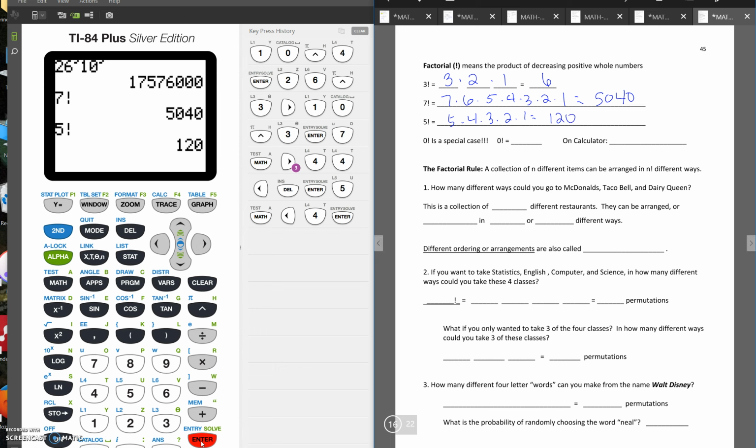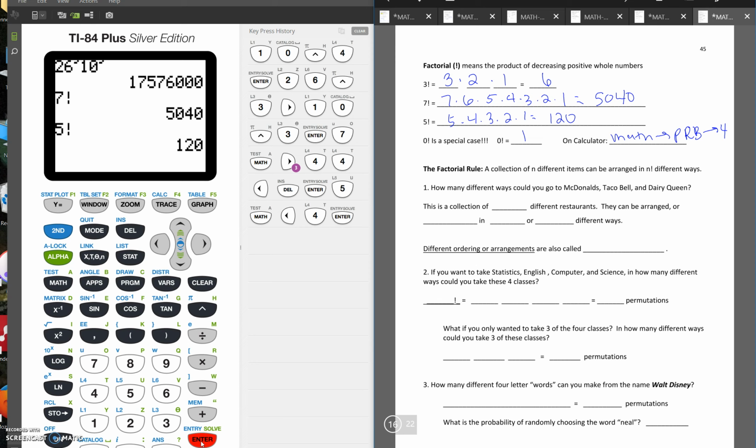So a special case, 0 factorial is always just equal to 1. I know that seems strange, but to make formulas work out, that needed to be true. So we talked about it on the calculator that you hit math, go over to PRB, and then it's number 4.